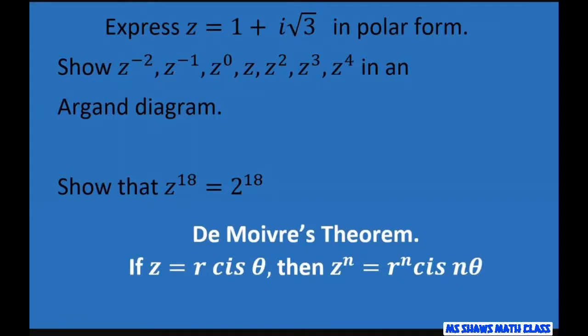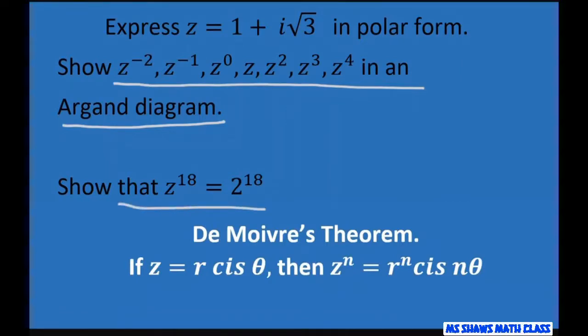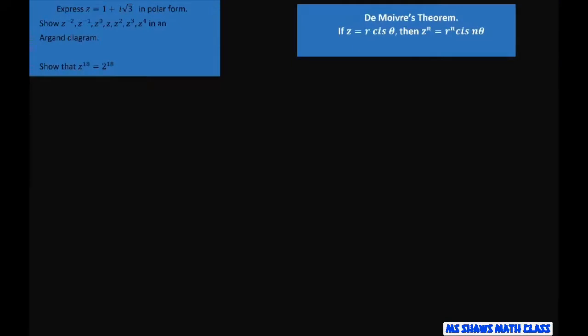In this problem, we're going to express z equals 1 plus i square root of 3 in polar form, and then plot these in an Argand diagram, but we have to find the values of these. We're going to use DeMoivre's theorem, and then we're going to show that z to the 18th power equals 2 to the 18th power. So let's get started. First, we have to express this in polar form.